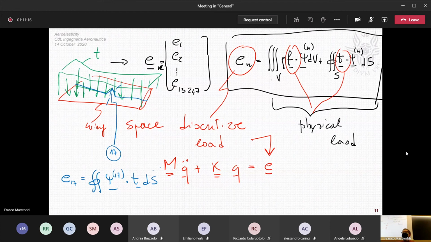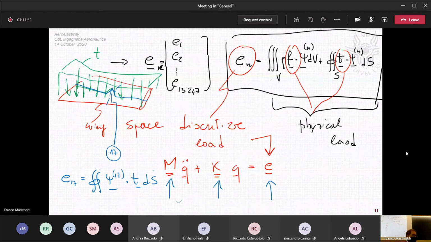Okay? I hope to have given you a good idea of what is a linear scheme for representing the dynamic of a structure. And the dynamic of a structure is always represented by this equation. Not in the case of the beam or the plate. No. In general cases, we have this kind of equation. Okay? And we have clarified the role of this quantity, and this quantity.